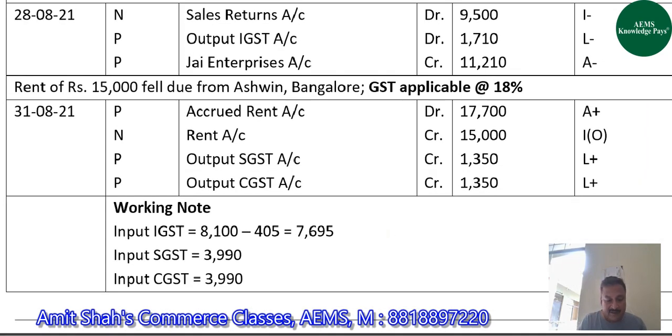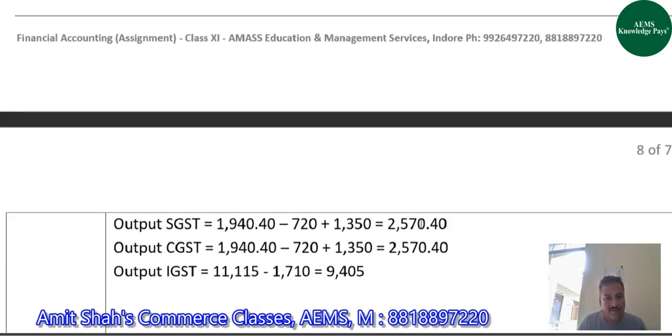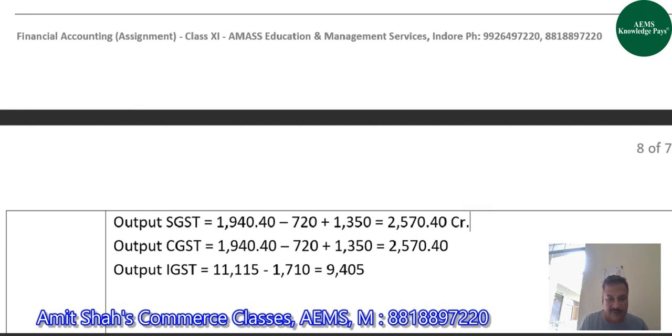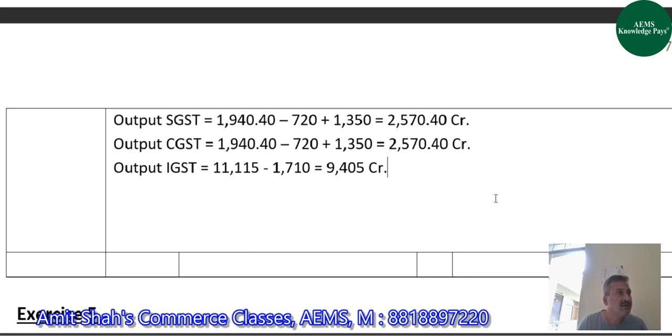The balance of this is debit. The balance of this is debit. This is also debit. Input accounts will always have a debit balance and output will always have a credit balance. Am I clear? Have you all understood what I have done here, guys, or not?